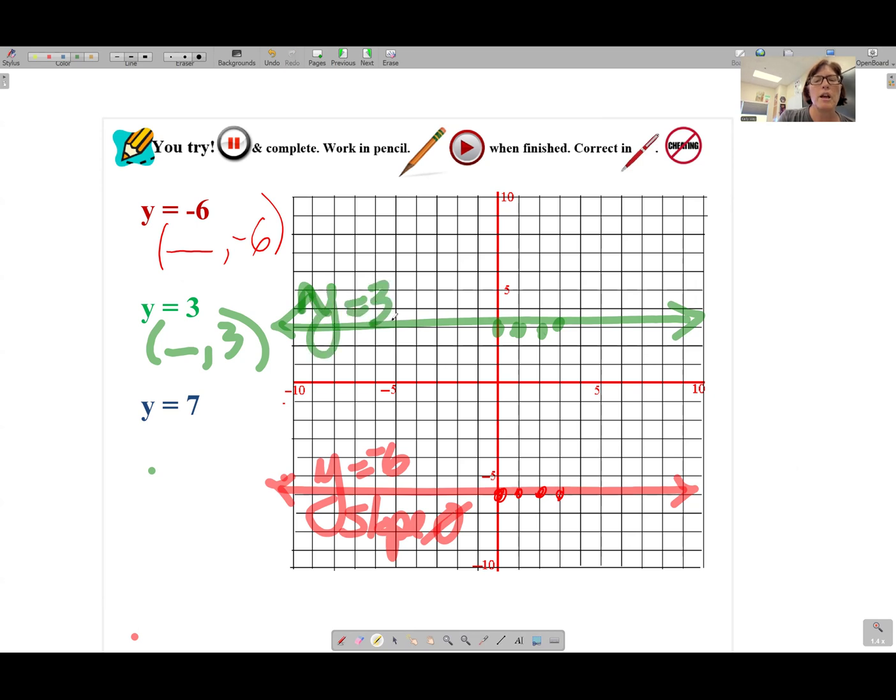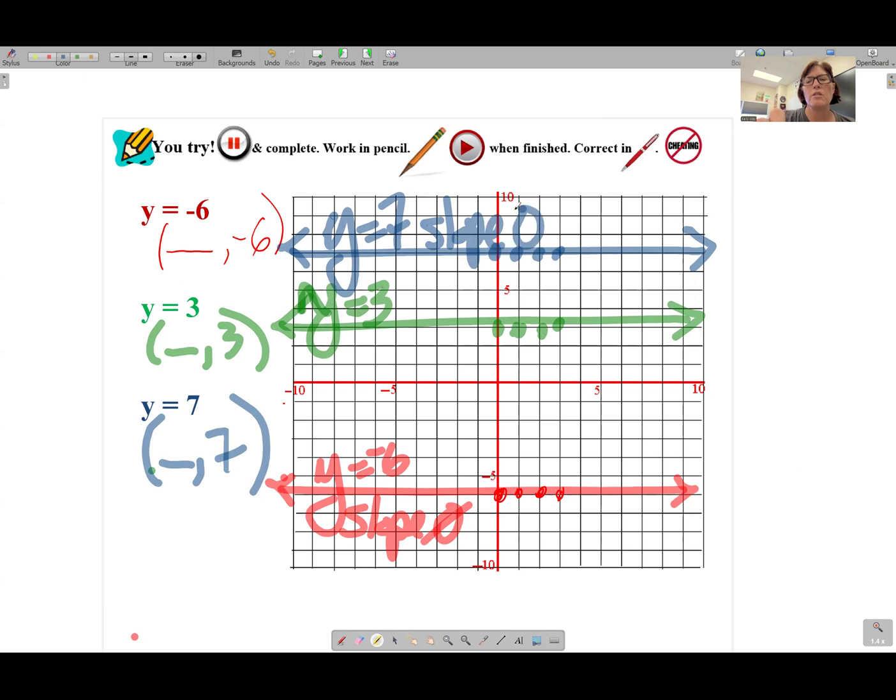Y equals 3. Again, the slope is 0. Y equals 7. That's all the points where there is a something, 7. So 0, 7, 1, 7, 2, 7, 3, 7. So y equals 7, horizontal line at 7. Slope here is 0.